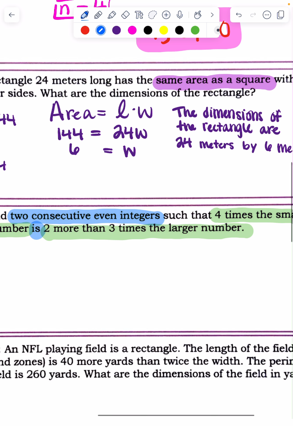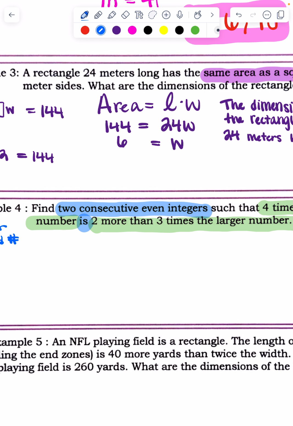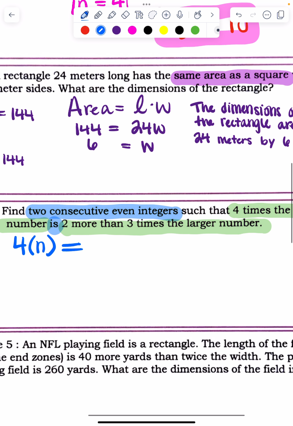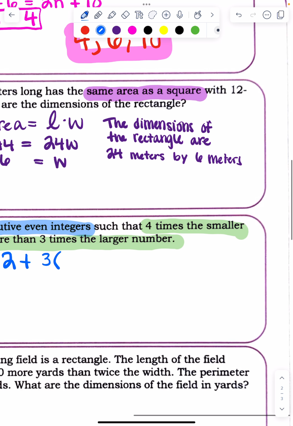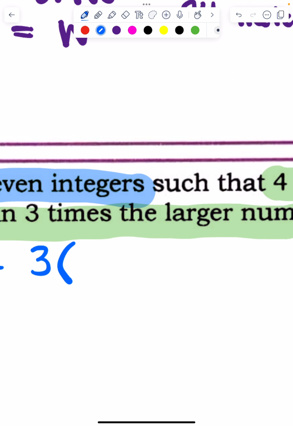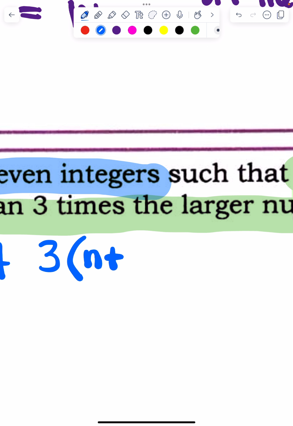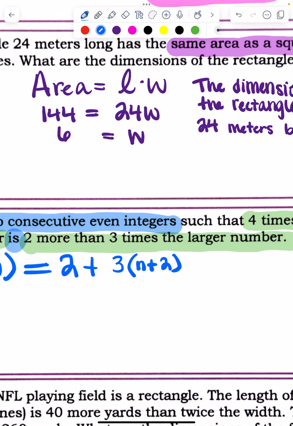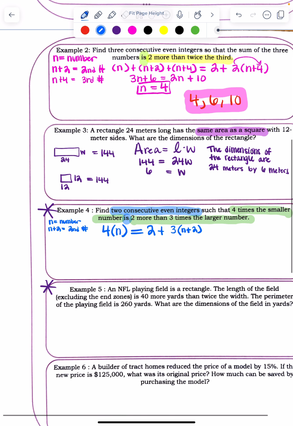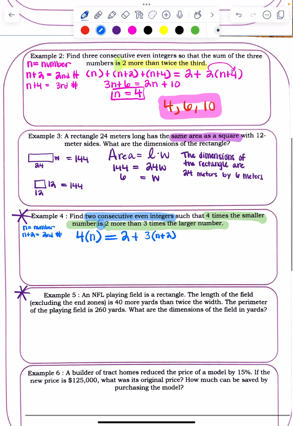So left side of the equation, 4 times the smaller number. My smaller number is just n, and that is always equal to 2 more than 3 times the larger number. So again, addition, 2 more. 3 times the larger number, 3 with parentheses again, because you have to have that grouping. You throw your larger number in there, and this time it's just n plus 2. Okay, now this is my equation. I'll zoom back out just so you can see it.